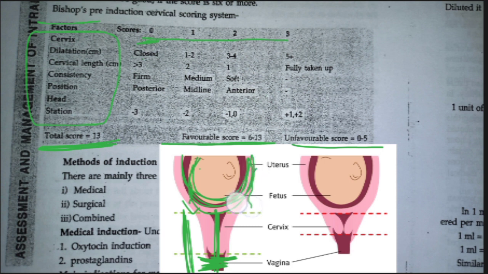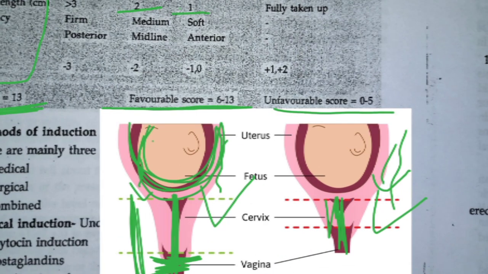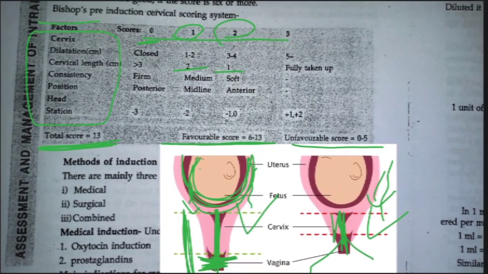When the baby starts to move down, the length of the cervix will get reduced. You can see here, when the baby starts to move, the length of the cervix is reduced. Now the length is 2 centimeter. Now the score is 1. When the baby moves further, this 2 centimeter will get reduced to 1 centimeter. At that time, we will give 2 score. And further, it will get opened up like this, and then the baby will be born. At that time, we will give 3 score.